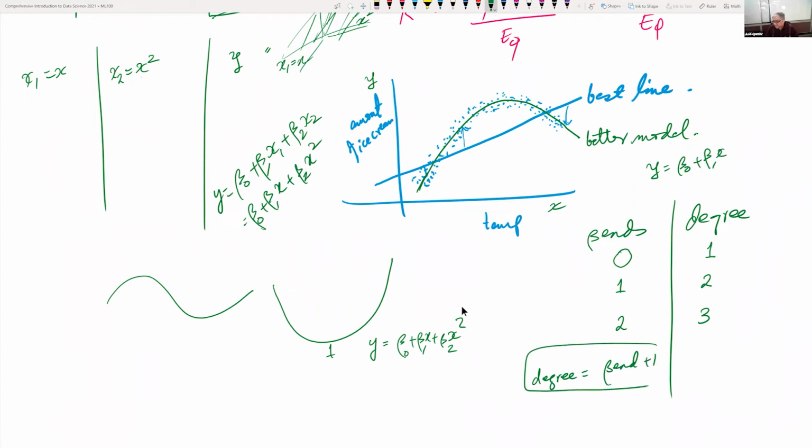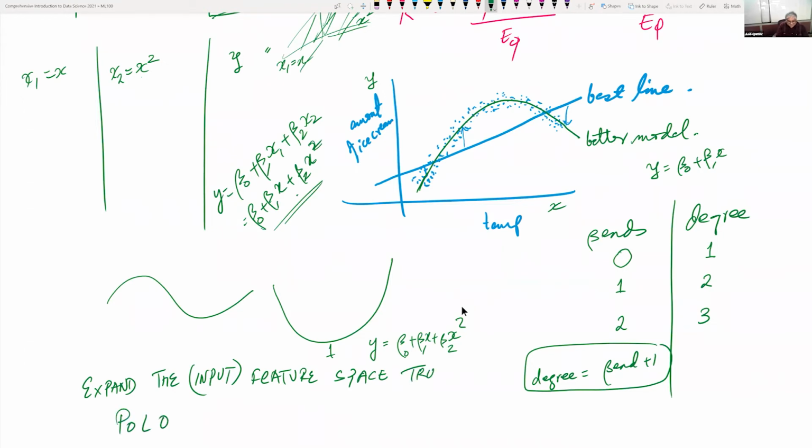So what you can do, and that is why I use this: I saw one bend, and the highest degree of polynomial that I used is X squared. So the term that we use is, you expand the feature space, or the input space, through polynomials. I hope I get my spelling right.